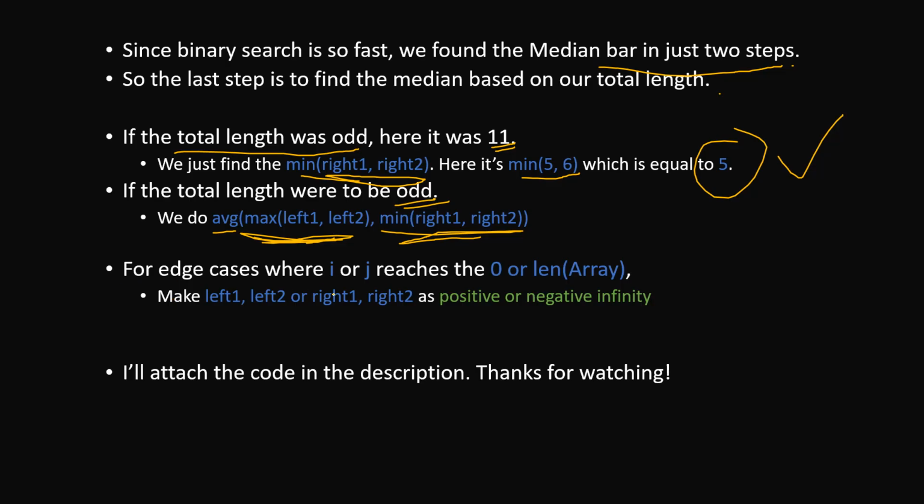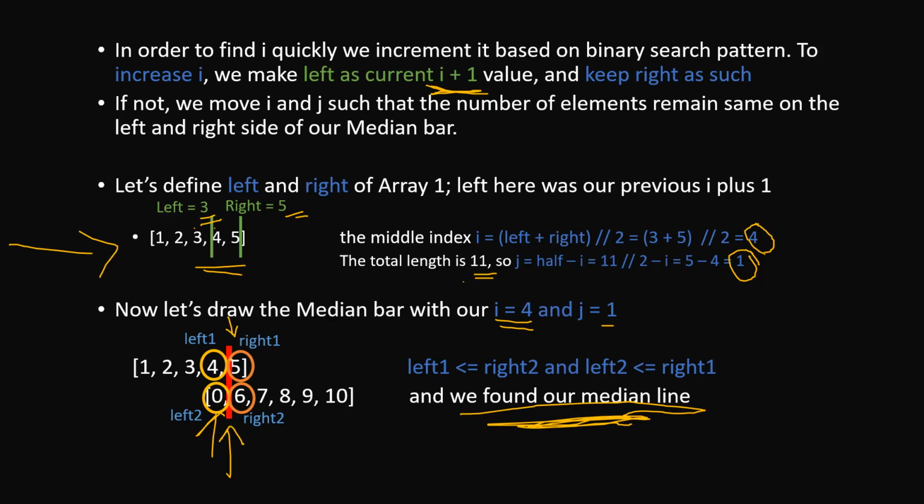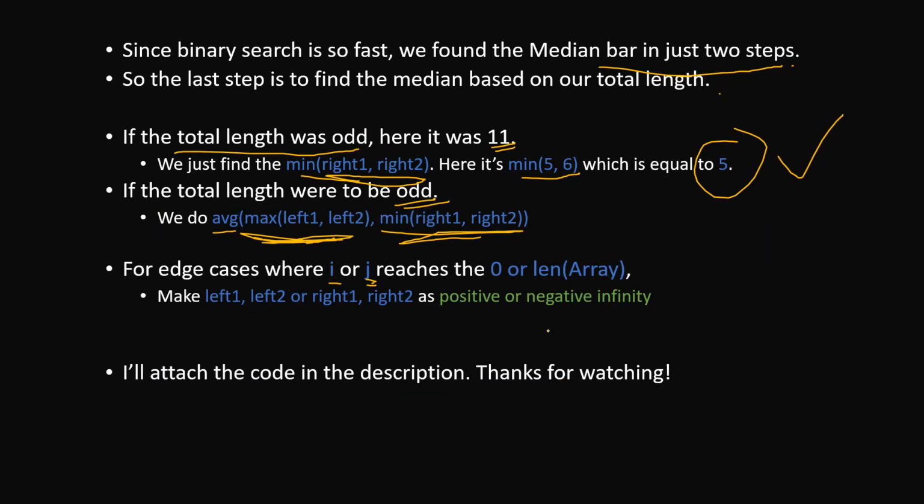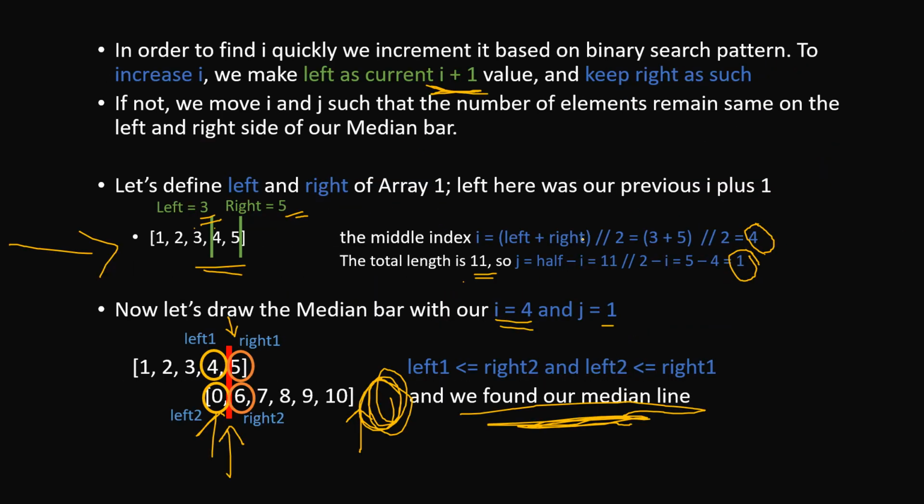And for edge cases where the i and j indexes that we use to track the position of our median bar are at the edge, for example, where there's no value here, we don't want our code to crash. In that case, we can assume positive or negative infinity for doing this check, for this check here for finding the placement of our median bar.